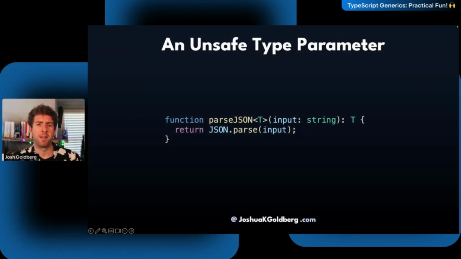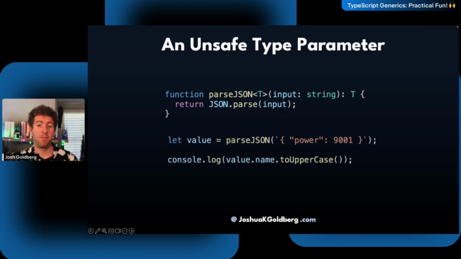The built-in JavaScript function JSON.parse, by default in TypeScript is typed as returning any. So it's common for developers new to TypeScript to write something like this parseJSON T generic function, takes an input and says it returns T. But this type parameter here is unnecessary, and actually worse, it's unsafe. Because there's nothing that actually verifies that JSON.parse input, the any returned by that, is actually T. There's no relationship between input string, output T.